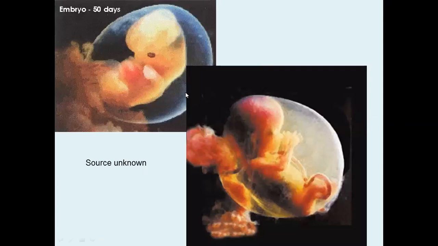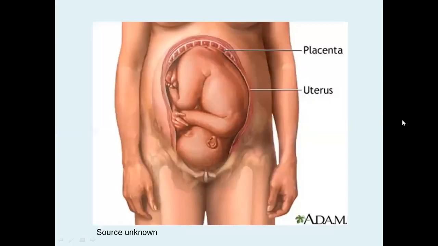Okay, so there you've got a 50-day-old embryo. There you've got a little bit older. You can see the umbilical cord very clearly. And in both of these, you can see the amniotic sac very, very clearly.